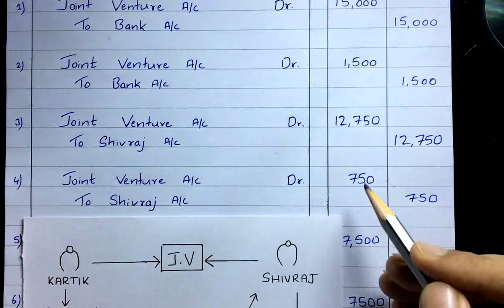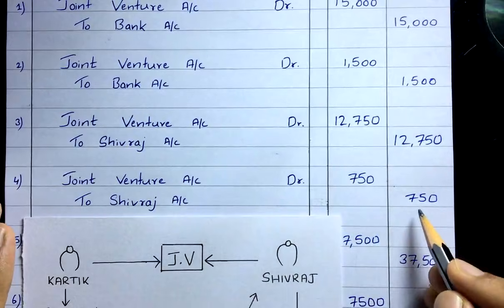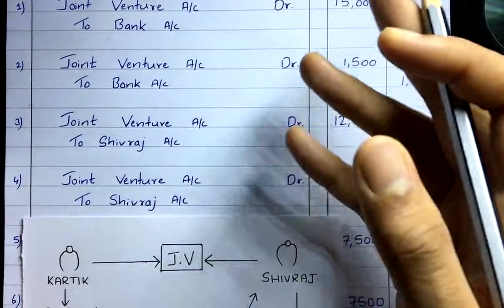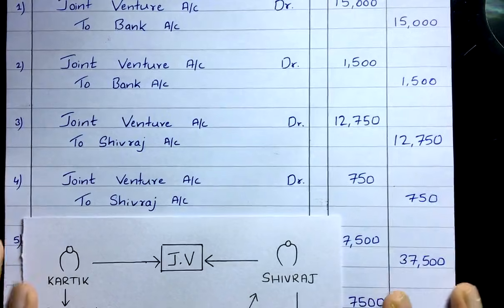And then who incurred that expense? That expense was incurred by Shivraj. So his account will get credited by 750. Simple, right? These entries are very simple. Expense is increasing. Who incurred that expense? The person who incurred that expense, his name will come. That's it. Okay, simple, right?